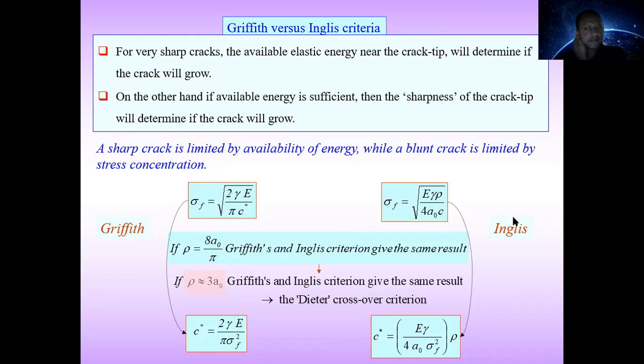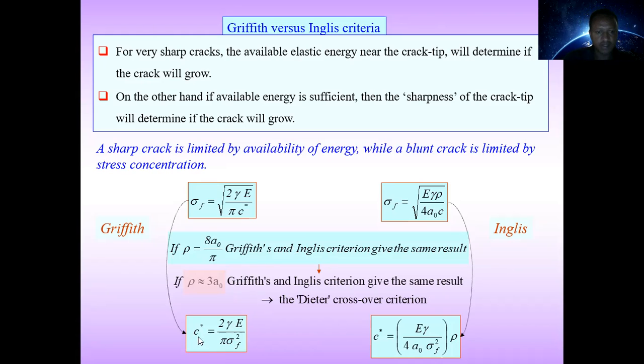And here, sigma F according to Inglis is equal to E gamma rho over 4 A naught C. If rho is equal to 8A over pi, Griffith and Inglis criteria give the same result. If gamma is approximately equal to 3 times A naught, Griffith and Inglis criteria give the same result. They are crossover criteria, that is.